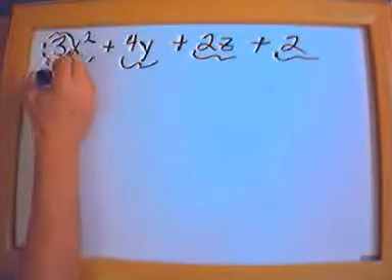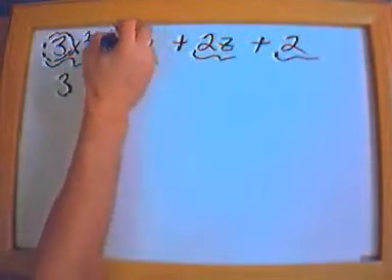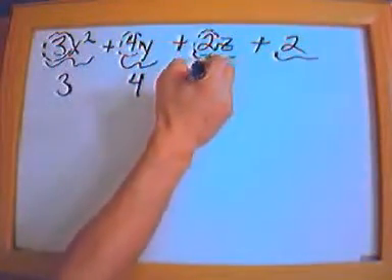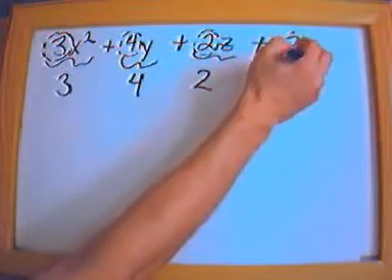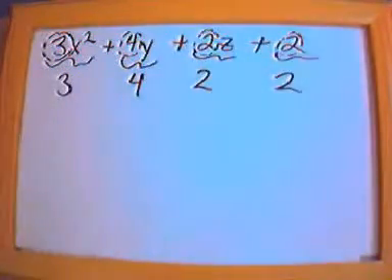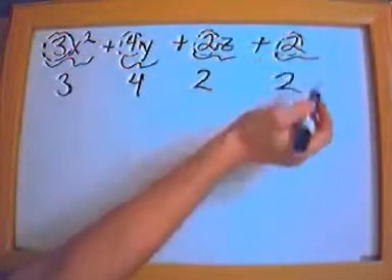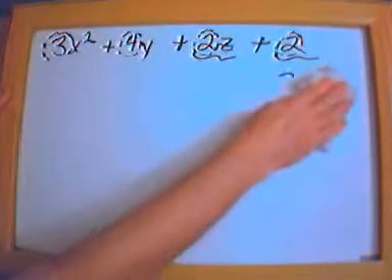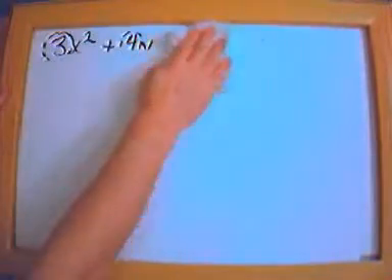The coefficient here is 3. The coefficient here is 4. The coefficient here is 2. And the coefficient here is 2. And actually, this is the simplest case where the coefficient is the number itself. So that's really all I wanted to do with learning how to establish what the coefficients are and looking at the different terms.